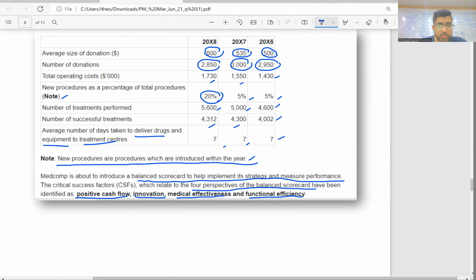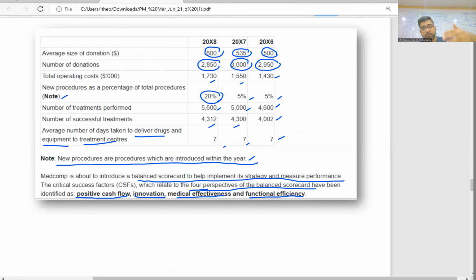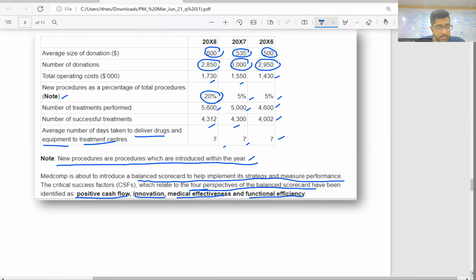And Medcomp is about to introduce a balanced scorecard to help implement this strategy. Critical success factors which relate to 4 perspectives are positive cash flows, innovation, medical effectiveness, and efficiency. It hasn't said which perspective relates to which critical success factor, but it has identified 4 critical success factors as positive cash inflow, innovation, effectiveness, and efficiency. This is the information.